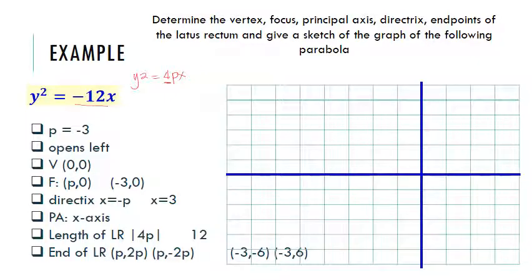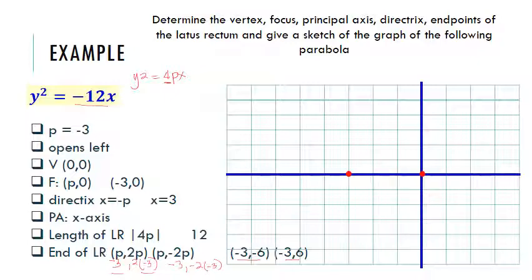End of latus rectum. Ayan, plot natin. So, this is negative 3. 2 times negative 3, kaya negative 3, negative 6. Next, negative 3. Negative times negative 3 is positive 6. Kaya, negative 3, positive 6. Let us plot. Vertex, (0, 0). Focus is (-3, 0).